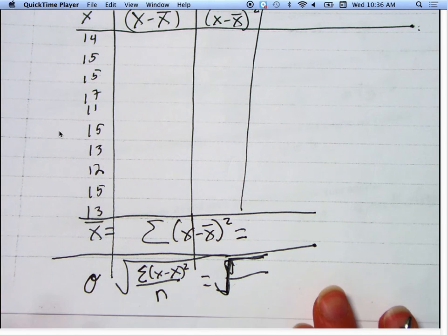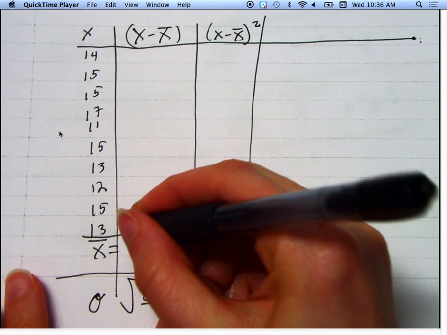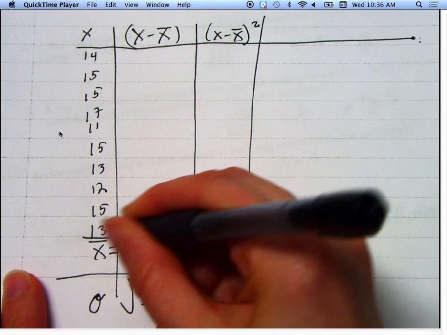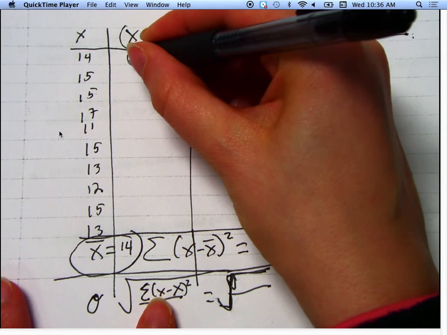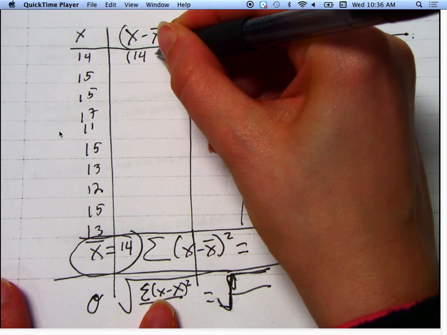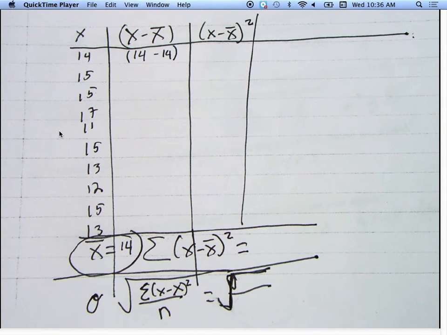So, before I do any of this, can you remind me again what's the mean for the whole thing? 14. So I need to put that right here. 14, that's my mean. So x with a line on top of it is 14. So now I'm going to put this in here. I'm going to put parentheses and write 14 minus 14. Okay? I'm just starting it off for you.